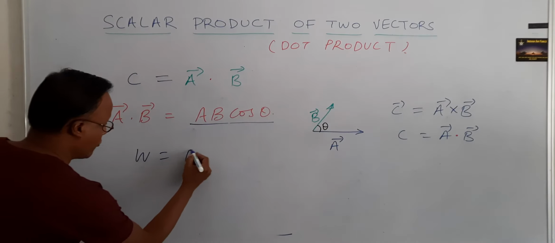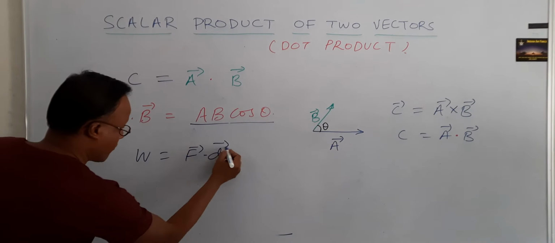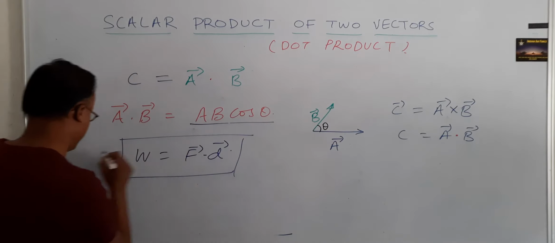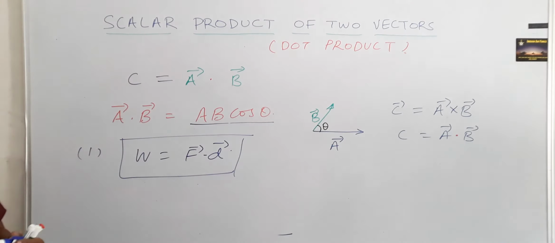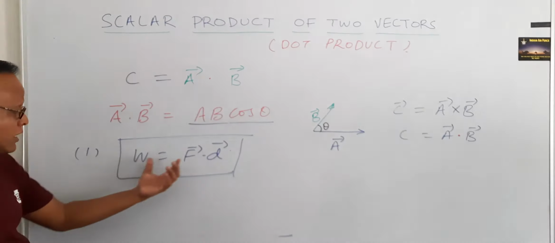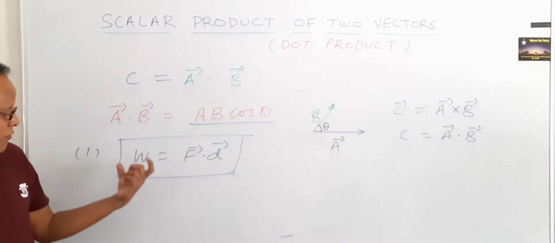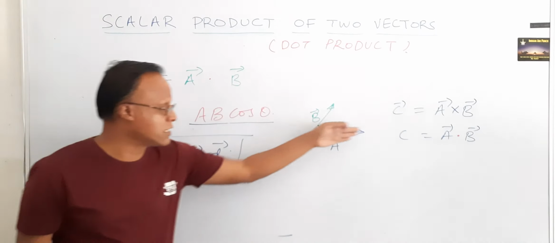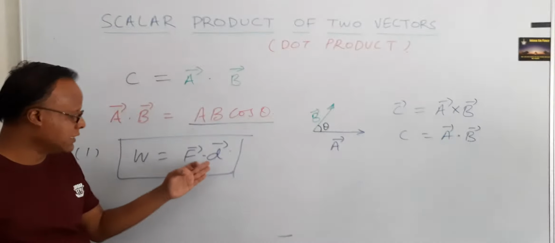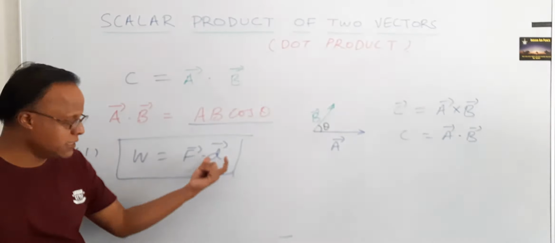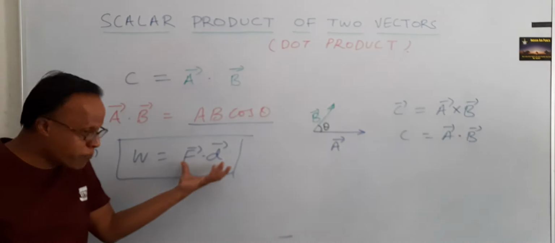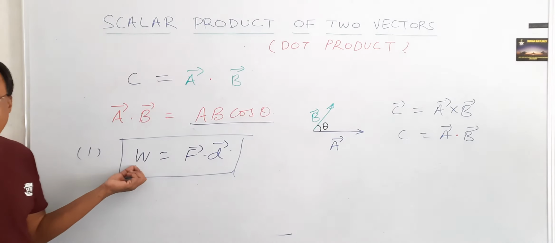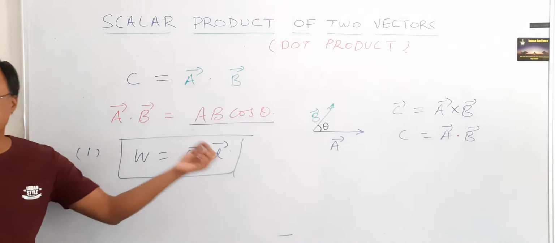W is equal to F dot D. So this is the first example. There are many examples, we'll discuss a few today. So W is F dot D. Here F is the applied force on the object. Say force F is applied on the object and it is displaced by displacement D. So the dot product of force and displacement is known as work done by the force on the object.